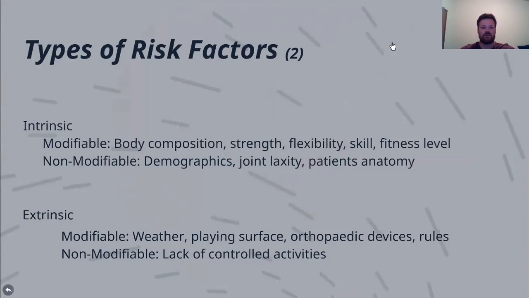Then there are extrinsic risk factors, the modifiable ones being whether you go inside or outside, the playing surface, turf, grass, orthopedic devices, ankle braces, tennis straps, and then rules. And the idea is to modify the rules if you can. And then there are non-modifiable risk factors such as lack of controlled activities, such as participating in games, having teammates around, opponents, things that can change the circumstances and so on.